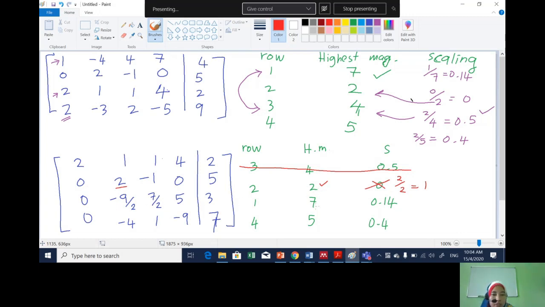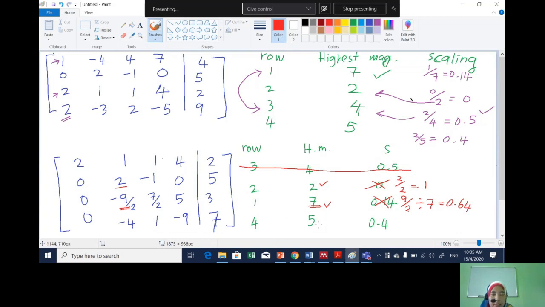Okay, next row. The largest magnitude is 7. Nothing changed, so the largest magnitude is correct. This 7 comes from the previous one. But let's see this one. This one you have to update. 9 over 2 divided by this one, 7. Get the calculator, and you will get 0.64.